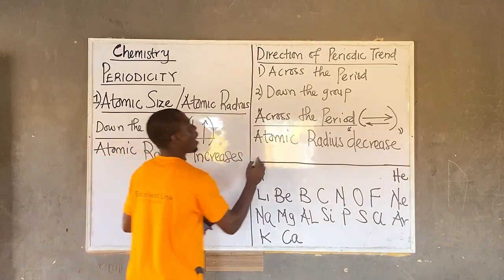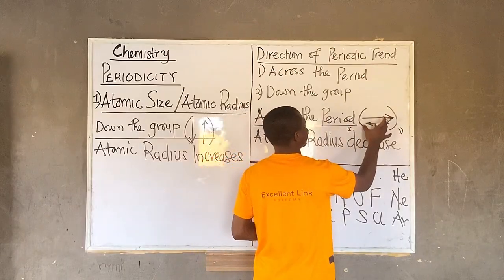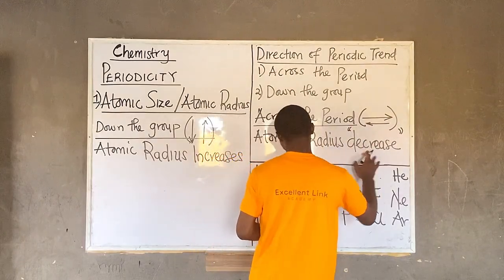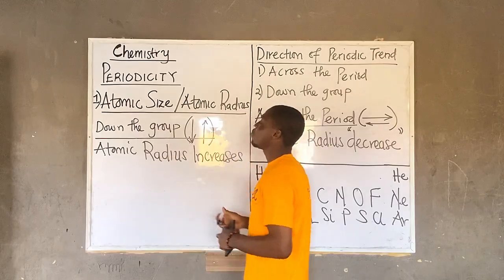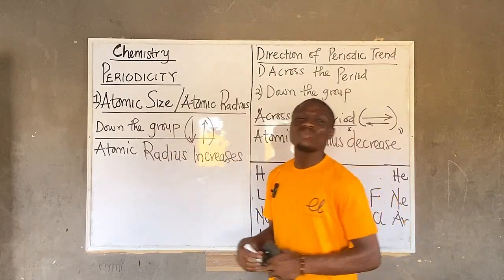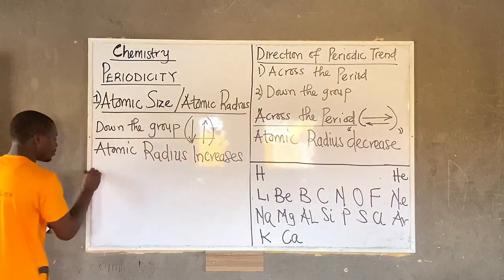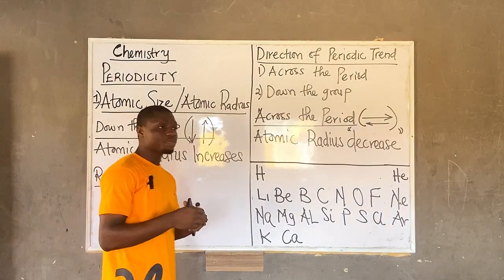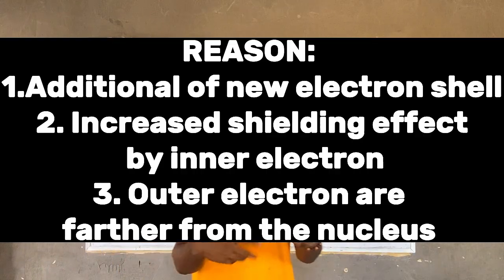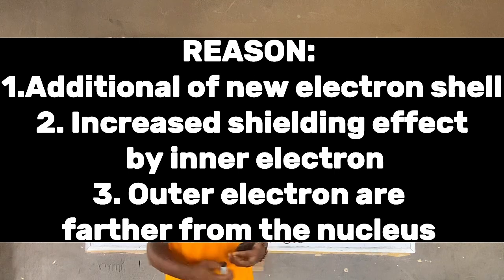Across the period, atomic radius decreases. Down the group, atomic radius increases. What are the reasons why? Reason number one: addition of new electron shell. Makes sense. Addition of new electron shell.